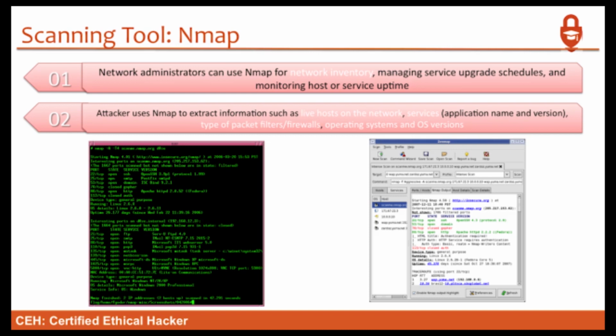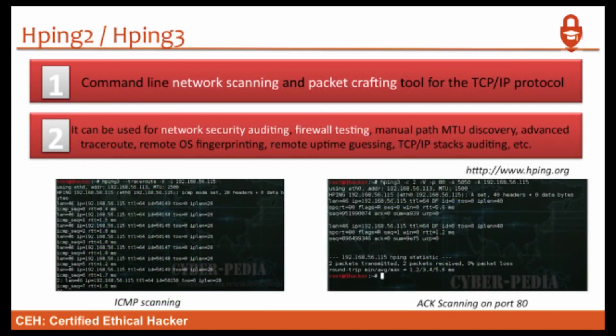It is incredibly powerful. So we talked about this a minute ago, the HPing2 and HPing3, the command line network scanning and packet crafting tool for the TCP/IP protocol. These are going to allow you to perform TCP pings where theirs are always enabled, whereas ICMP may not always be as successful as it used to be. It can be used for network security auditing, firewall testing, manual path MTU discovery, advanced traceroutes, remote OS fingerprinting, remote uptime guessing, TCP/IP stacks auditing, etc.